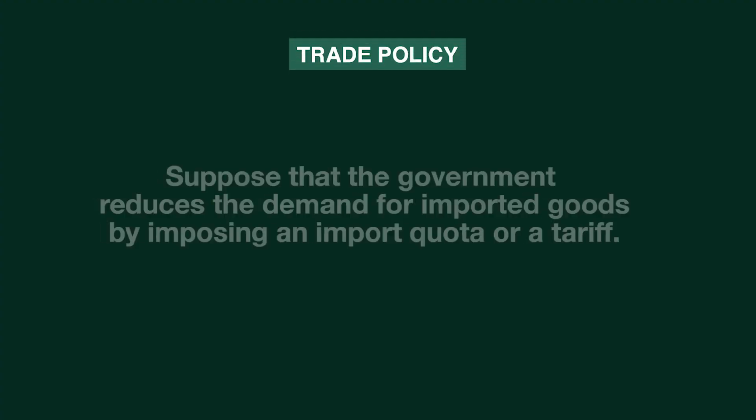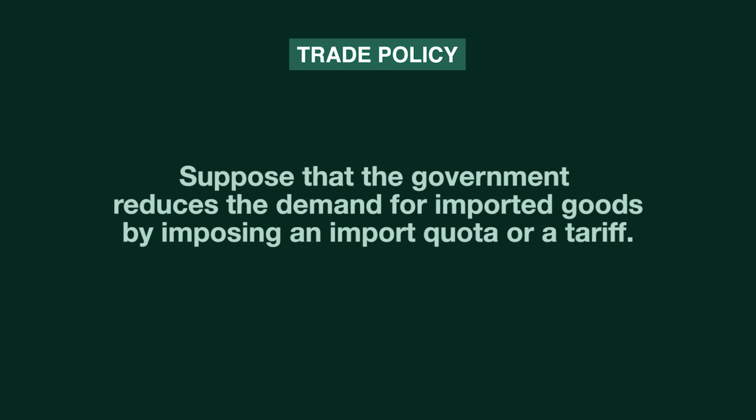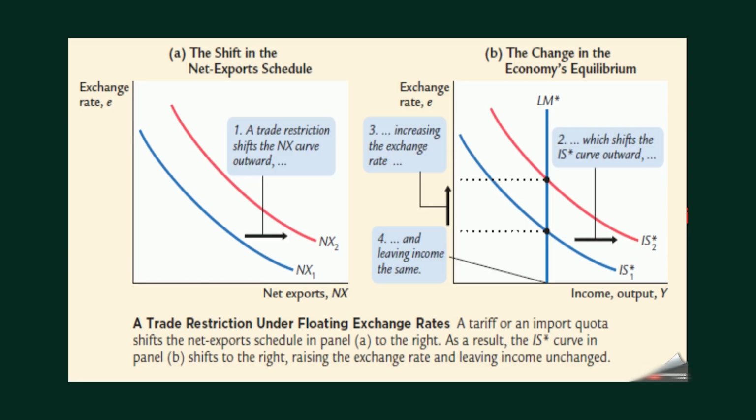Now what happens in the case of a trade policy? Suppose the government takes a trade policy by controlling imports or by putting a tariff or a quota. How is this going to impact? Initially, we see that the net export curve shifts rightward. This leads to a rightward shift in the IS curve as well. The impact looks similar to that of a fiscal policy. Y does not change and there's a rise in the exchange rate. But the mechanism is not that similar.